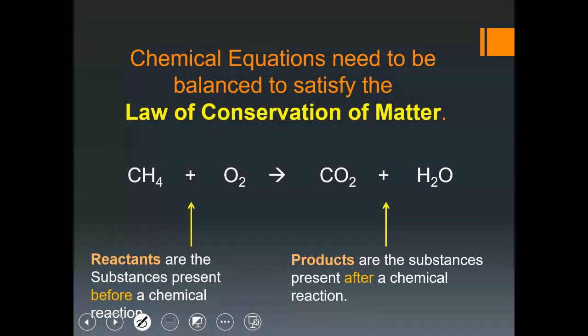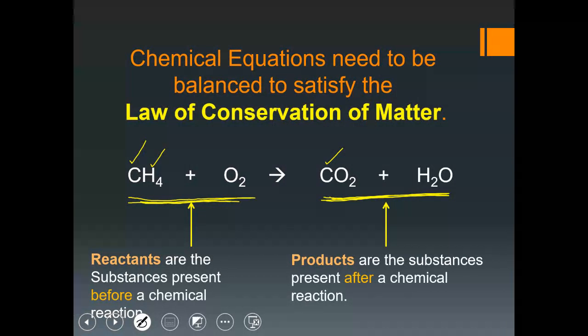Now, as far as the why, I think you probably remember the law of conservation of matter from earlier in the year, where it said that the substances before the reaction have to be equal to the substances after. Specifically, the mass, our total mass before the reaction has to be equal to the mass after the reaction. Because in a chemical change, matter is not created or destroyed. So if we have one carbon before the reaction, we need to have one carbon after the reaction. If we have 4 atoms of hydrogen before the reaction, we need to have 4 atoms of hydrogen after the reaction.